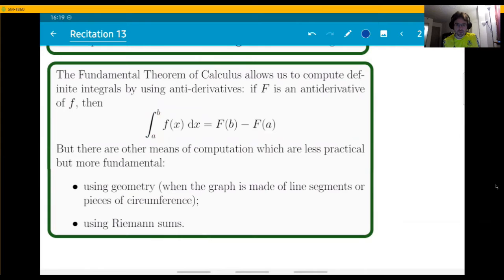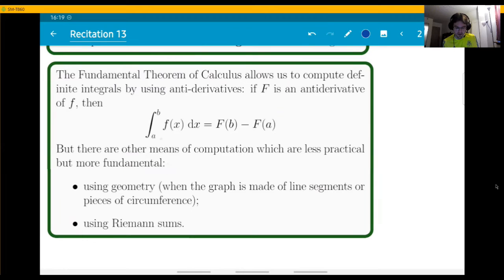And that's very simple, very practical. But this is called the theorem. Before we have a theorem, we need to have an actual definition of what this integral symbol is. Our definition is as the area or signed area. And this is a consequence of the definition. So even though you almost always want to use this to calculate definite integrals, in theory there are other ways of computation which are more fundamental. That's what I want to say.